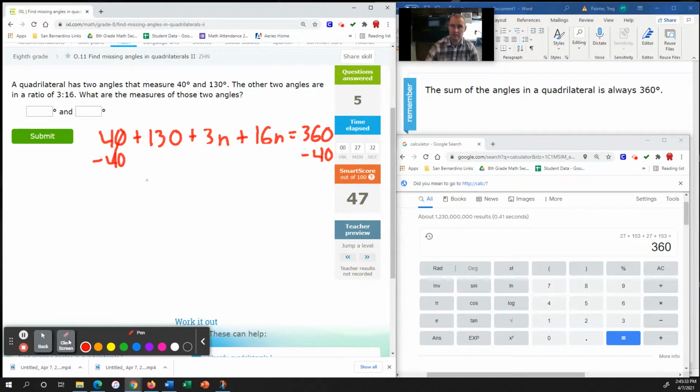And 40s cancel out. So I got 130 plus 3n. And I want to be careful not to call that 2. I'm going to call that a 3. Plus 16n equals 360 minus 40 takes us to 320.